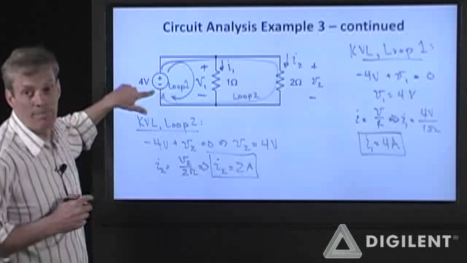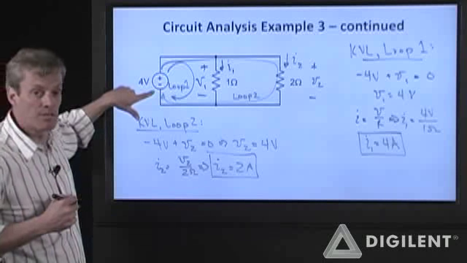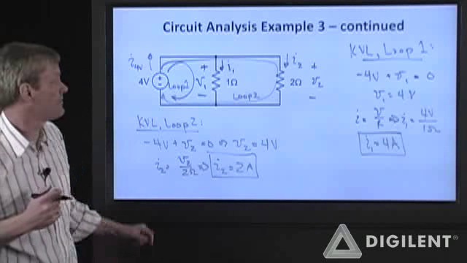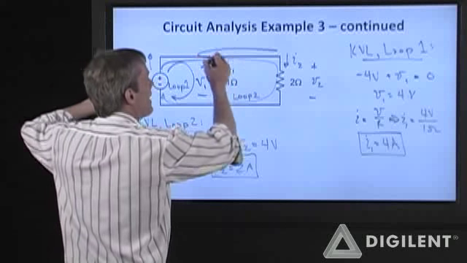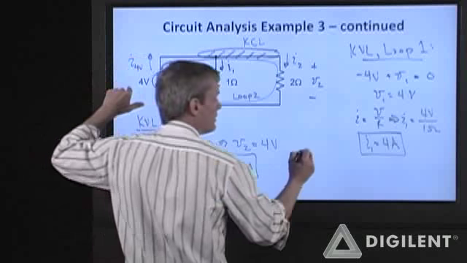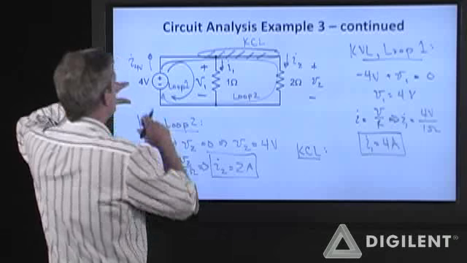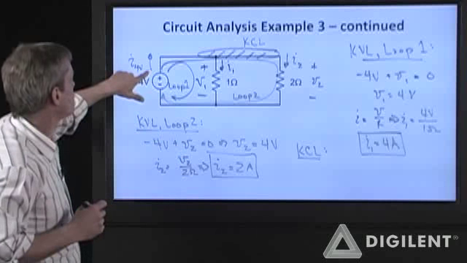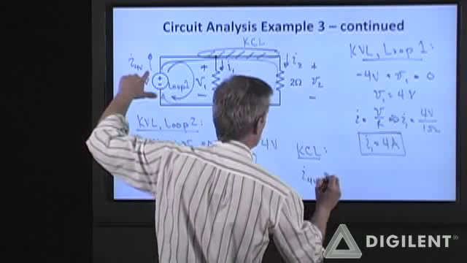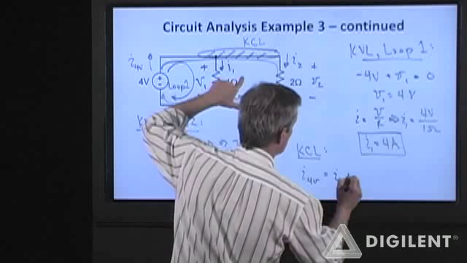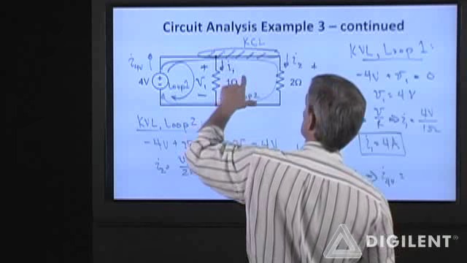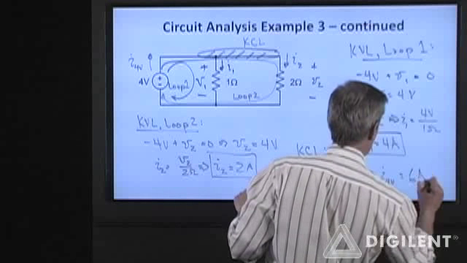In order to find the power absorbed or generated by this source, we need the current through the source. So I sub 4 volts, I'm going to assume it's positive in that direction. I can find that current very easily by doing KCL at this node. KCL tells me that the currents going into the node are equal to the sum of the currents coming out of the node, so I sub 4 volts is equal to I1 plus I2. So the current through the 4-volt source is 4 plus 2, which is 6 amps.